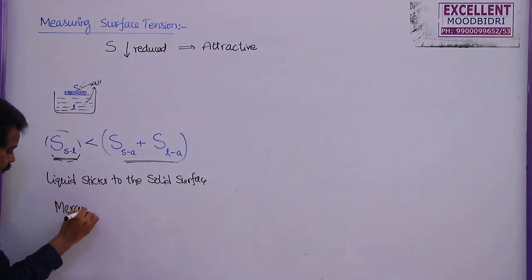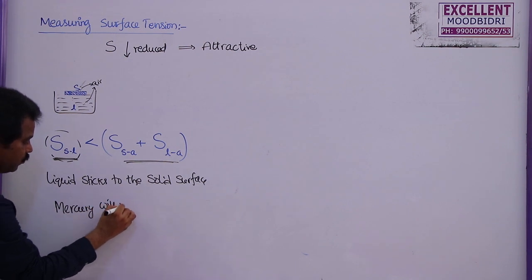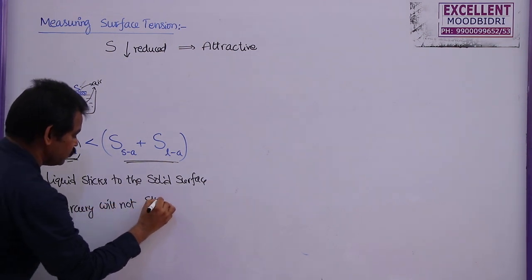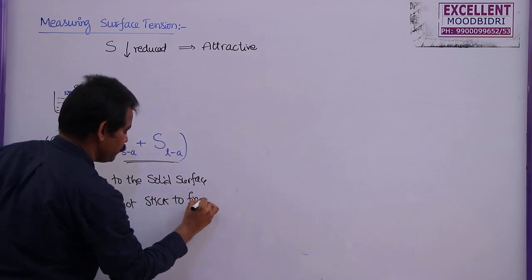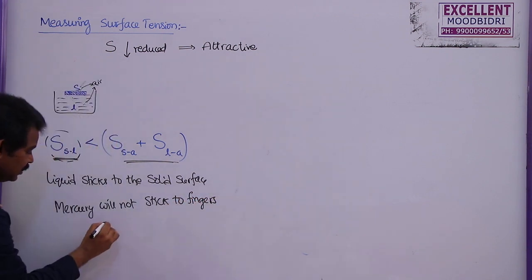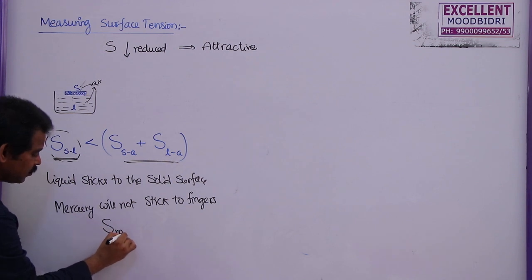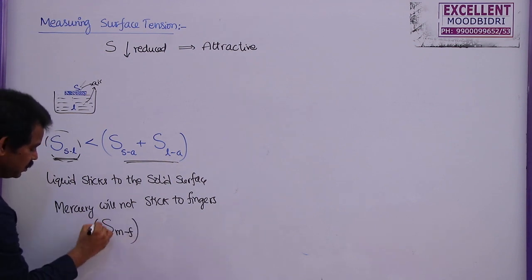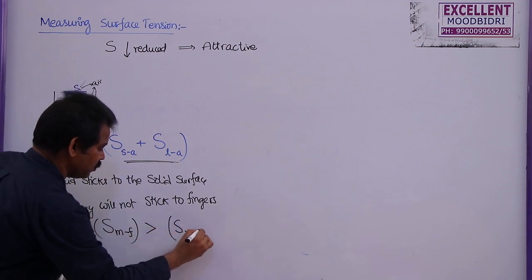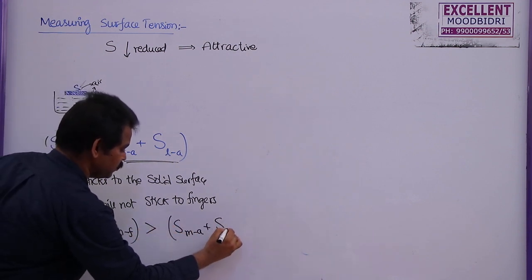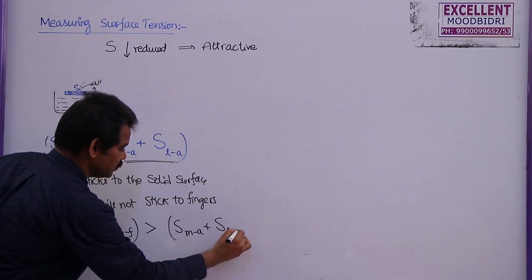Mercury will not stick to fingers, as the surface energy between mercury and fingers is greater than the surface tension between mercury and air and the surface tension between fingers and air.